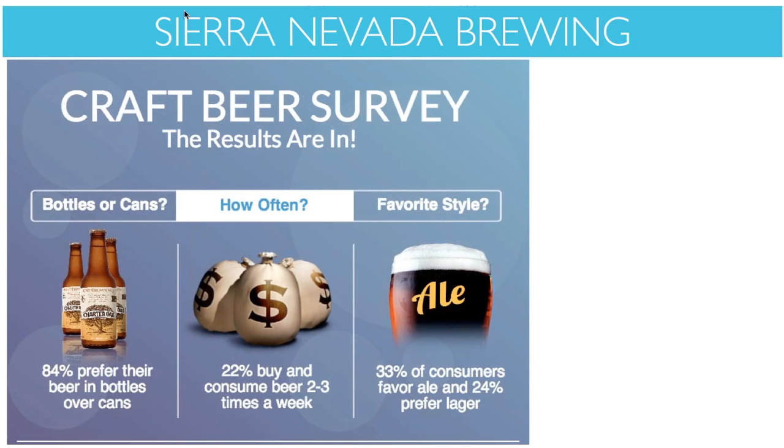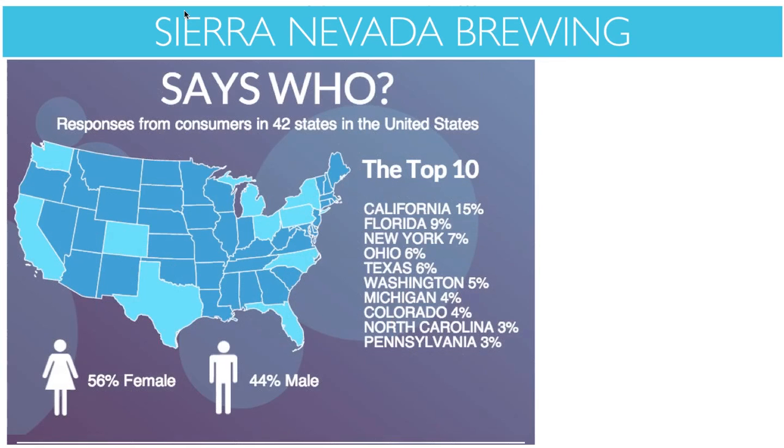So for the craft beer survey that we deployed through our craft beer community, we had 84% prefer their beer in bottles over cans, 22% buy and consume beer 2 to 3 times a week, and 33% of the consumers favor ale and 24% prefer lager. Who says this? Great question. Well, the responses from consumers were in 42 states in the United States, and over there on the right, you can see the top 10. We had 56% female and 44% male.